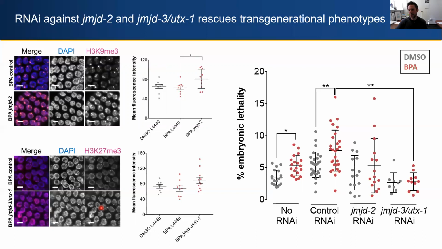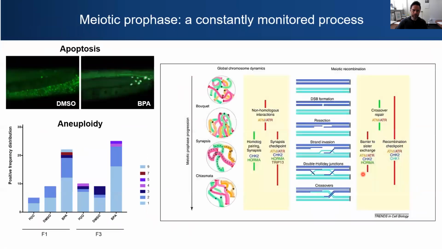So now we can ask, what is happening to reproduction? Are we somehow reverting reproduction to normal levels? And the answer is yes. The effect is definitely more penetrant with GMGD3 UTX1 RNAi than with GMGD2, but either RNAi was able to remove the difference between BPA and DMSO in terms of embryonic lethality, as well as other features of reproduction that I don't have time to show here.